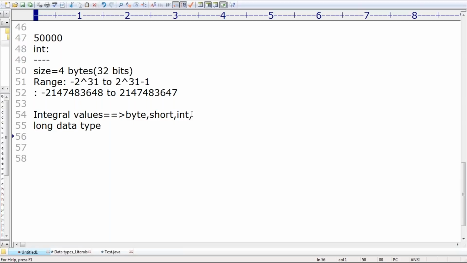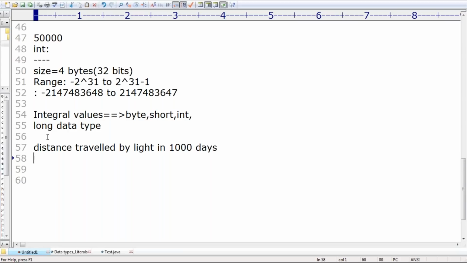Sir, can you give me a small example? In the Complete Reference Java book, the author uses one beautiful example. I want to hold the distance traveled by light in 1000 days. That is my requirement. Can you please hold this value using some variable? How much distance is traveled by light in 1000 days?